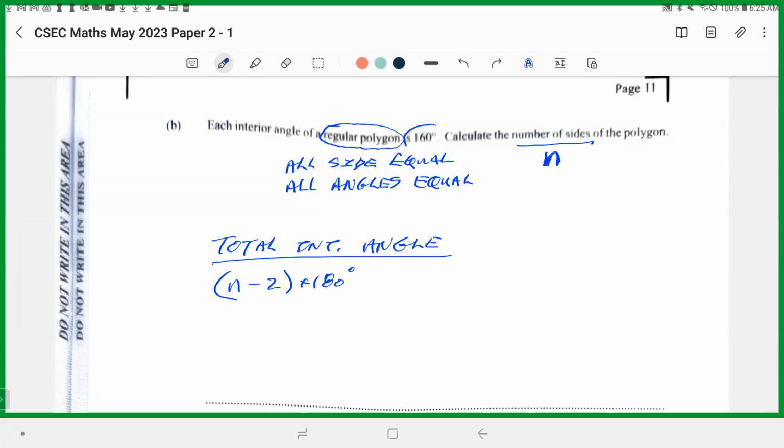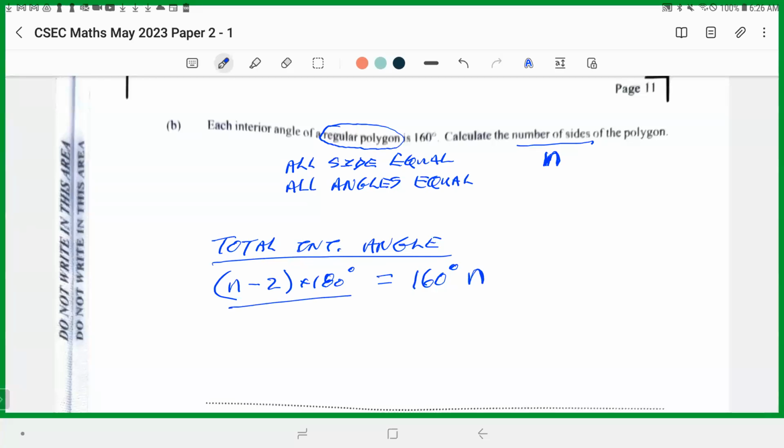But because they tell us that each angle in there is 160, and there are n angles, the number of sides is n, the number of angles is also n. The number of sides and the number of angles in a polygon is the same. So this total will also be equal to 160 degrees times n. This is a normal formula for the total interior angle of a polygon, but because this one is regular, all the angles are the same, there are n angles, and each of them is 160. So this also represents the total angle. Once we solve this equation, that will give us n.